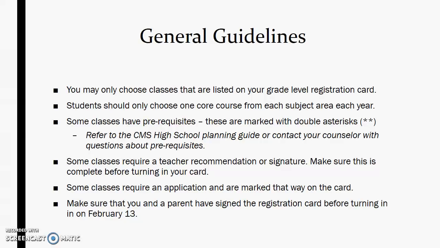You'll see on the card that some classes are marked with double asterisks, 2 little stars next to the course name. That means those classes have a prerequisite, and there are classes that you'll have to pass before enrolling in that class. You can refer to the CMS High School Planning Guide to see what the prerequisite is for those classes.